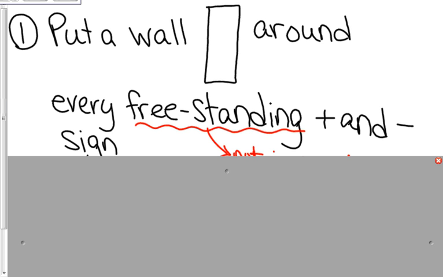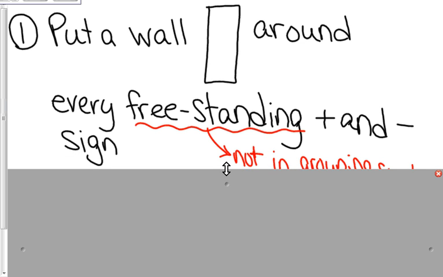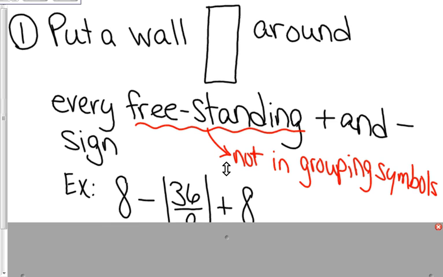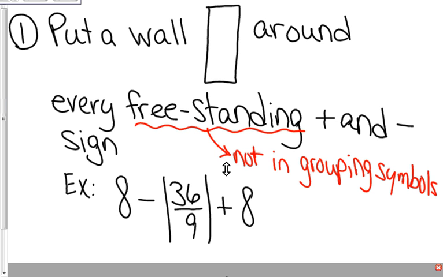So let's take a look. Step one, we're going to put a wall, literally draw a rectangular wall around every freestanding plus and minus sign. What is freestanding, you ask? That means the plus or the minus sign is not already in grouping symbols. So, for example, in this expression, 8 minus the absolute value of 36 divided by 9 plus 8, we're going to create walls around the plus sign and the minus sign, separating the problem into 3 easier problems.